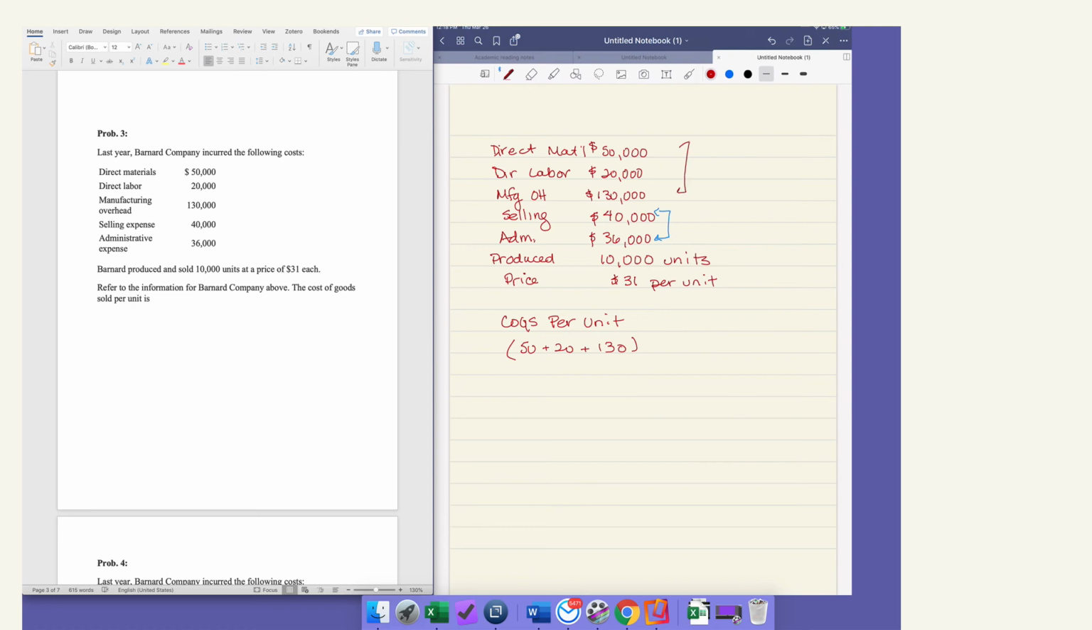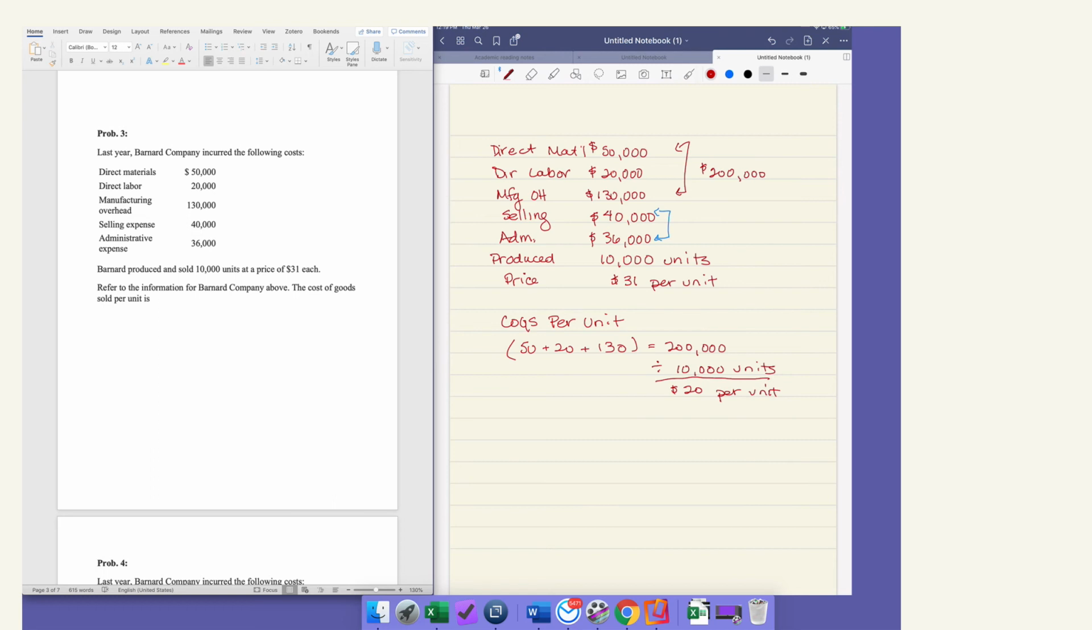So our total product cost is 50 plus 20 plus 130, which is $200,000, right? So that means that our cost of goods sold per unit, if we divide that by 10,000 units, is $20. Okay, that's easy, right? Okay, let's move on to the next one.